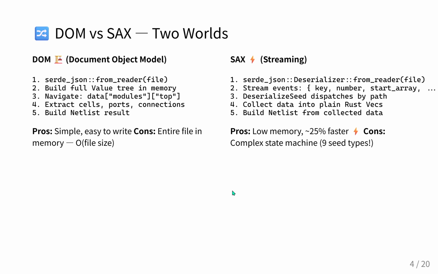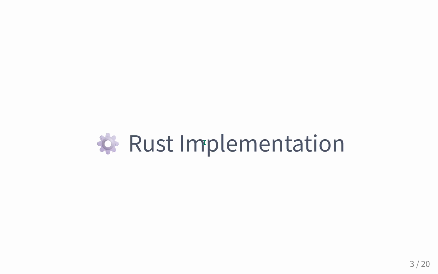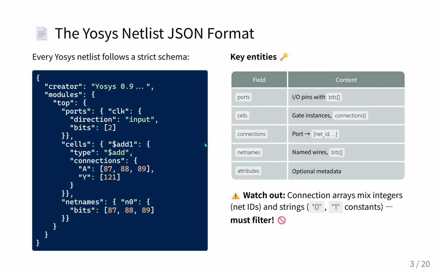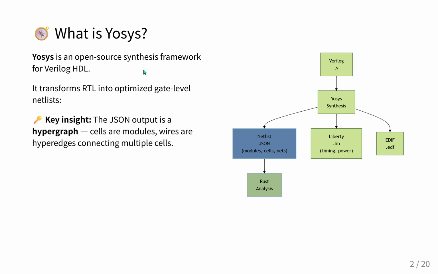But before we pit DOM and SAX against each other, we really need to understand the shape of the data they're fighting over. What does a Yosys JSON blueprint actually look like inside? Well, what's fascinating here is that the JSON isn't just a simple list of parts. It is representing a hypergraph. A hypergraph. Okay, we should probably define that. A standard graph is easy to visualize, right? Yeah, a standard graph is like a telephone line connecting exactly two houses, point A to point B, just one edge connecting two nodes. Right, but a hypergraph is like a radio broadcast tower.